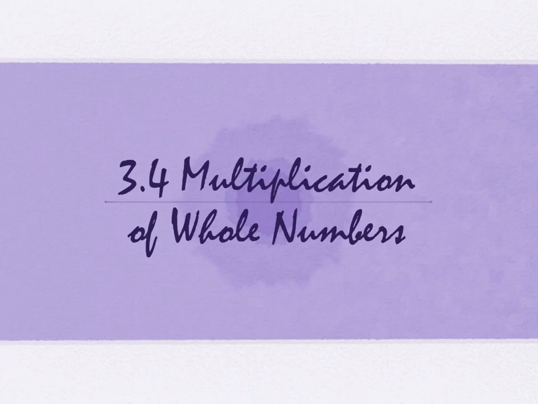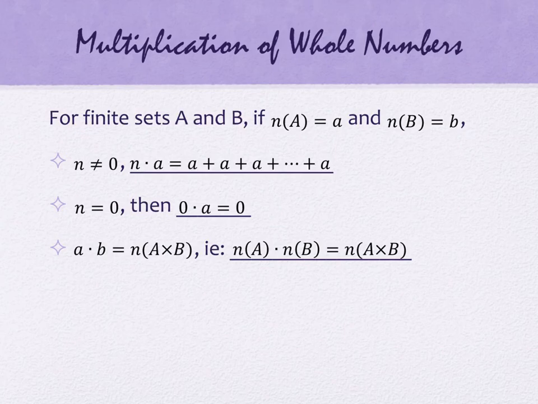Multiplication of whole numbers, kind of like when we did the other ones, we're going to start with what it means. So for finite sets A and B, if the number of items in set A is A and the number of items in set B is B, when n is not equal to 0, when we say n times A, we mean A added to itself n times. If n does equal 0, then 0 times A is 0.